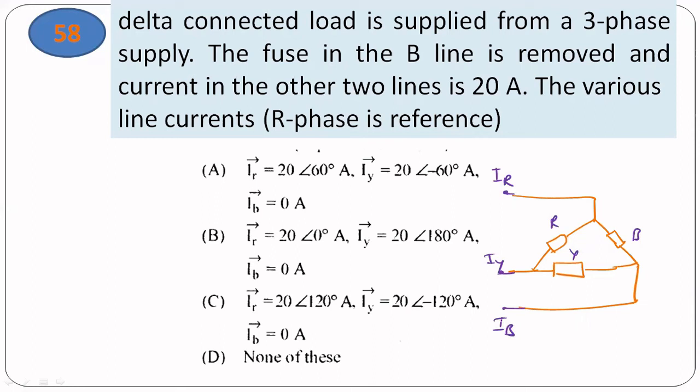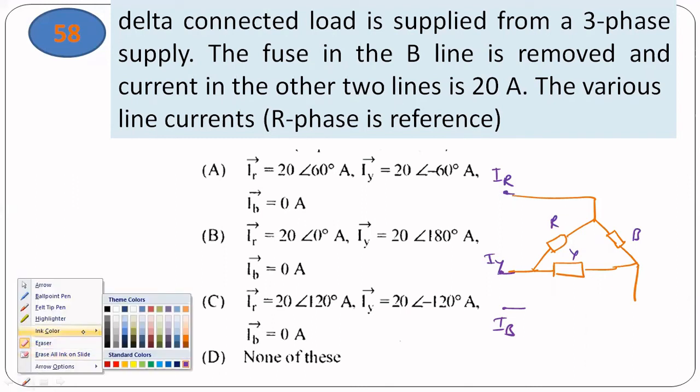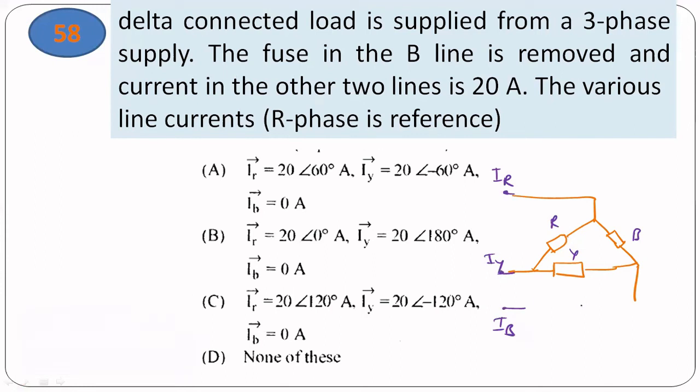Now what has been asked is a delta connected load from a three-phase supply, and the fuse in the B line is removed. It is clearly saying that B is becoming an open circuit, because the fuse is open. So this particular part will now be open. We have to calculate the various other line currents by considering the R phase current as the reference current, right? And the current in the other two lines is 20 amperes.